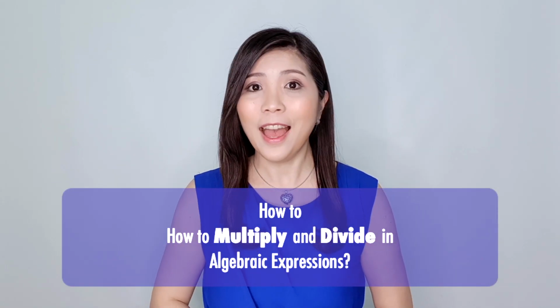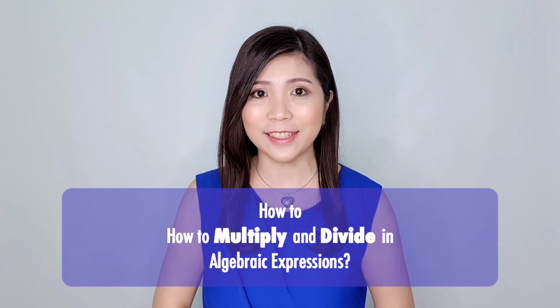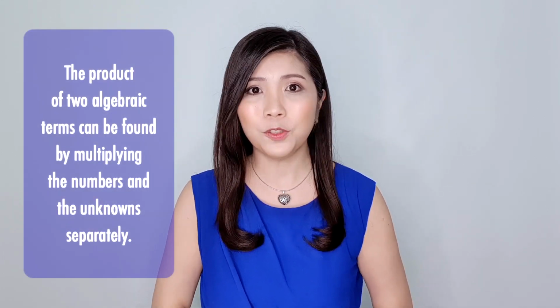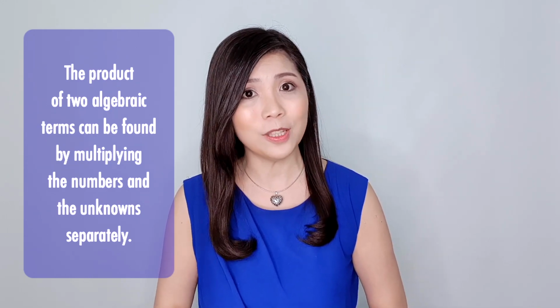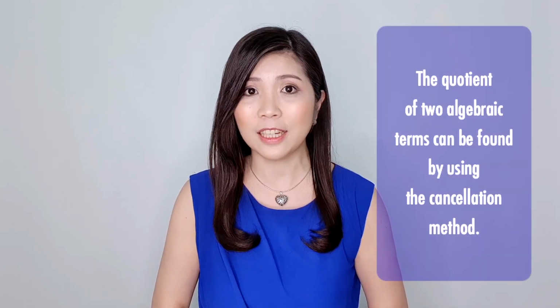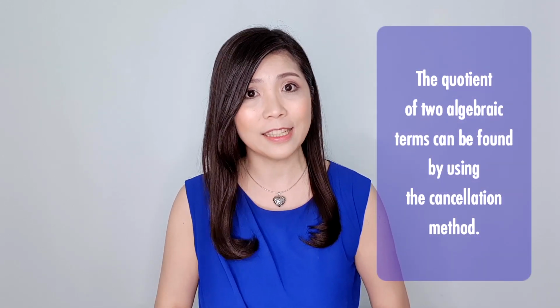How to multiply and divide in algebraic expressions. The product of two algebraic terms can be found by multiplying the numbers and unknowns separately, whereas the quotient of two algebraic terms can be found by using the cancellation method. Let's take a look at the following 3 examples.